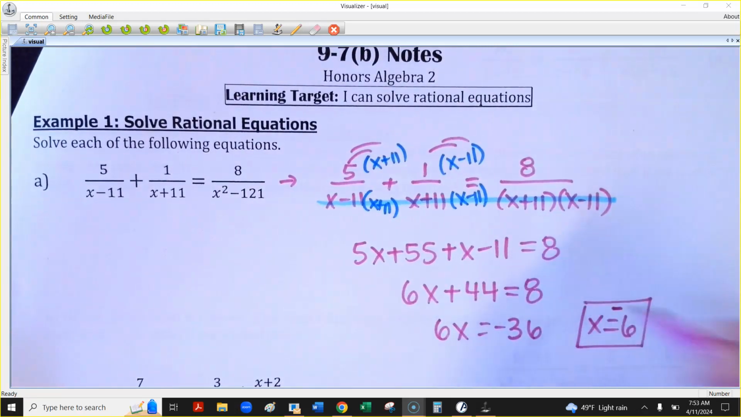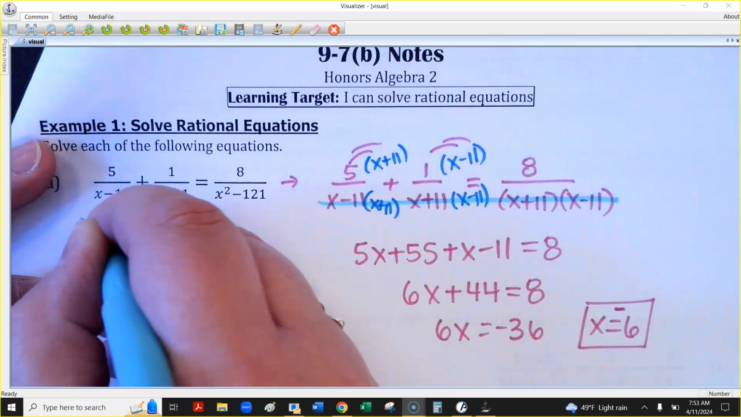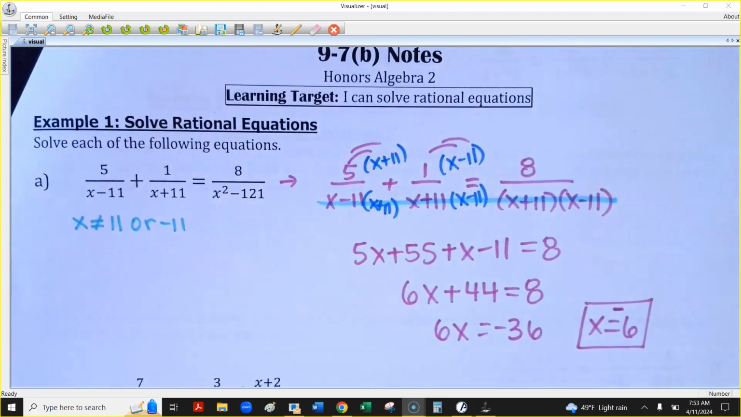Now, the only two numbers that would cause you a problem, you don't have to write this down, but let me just back up real quick. The original problem, if we were to write restrictions for that, we'd say x can't be 11 or negative 11. So as long as I don't get one of those numbers as my answer, we should be totally fine. So just negative 6 should be your answer there. Anybody have a question?